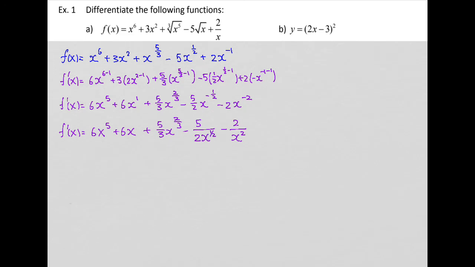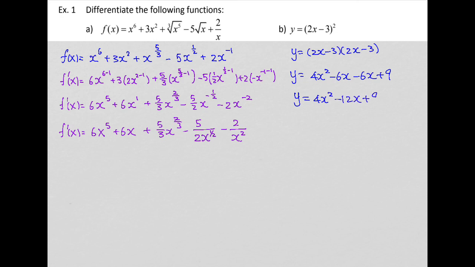For part B, you see a perfect square. The first thing you have to do is you have to expand it. You need to have individual terms before we can use the power rule. So we will have 4x squared minus 6x minus 6x plus 9. That's simplified then. You get 4x squared minus 12x plus 9. And then we're going to differentiate it.